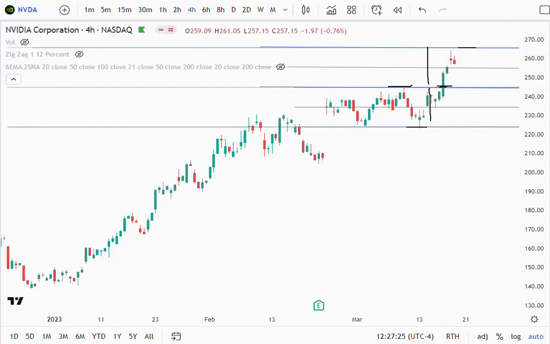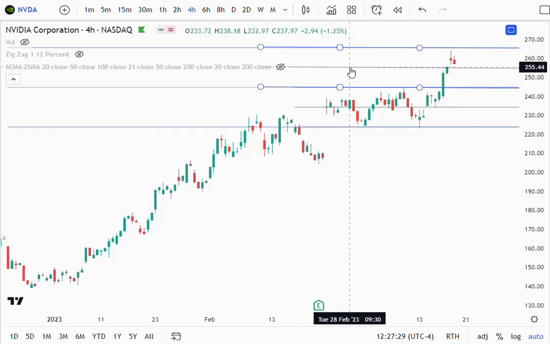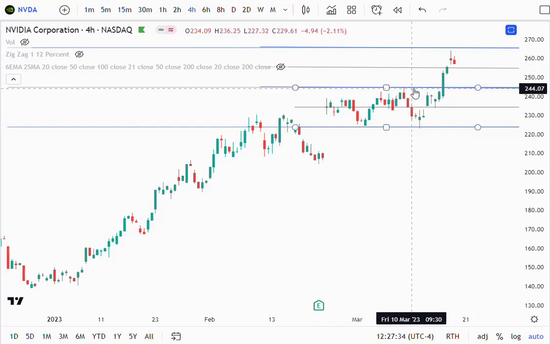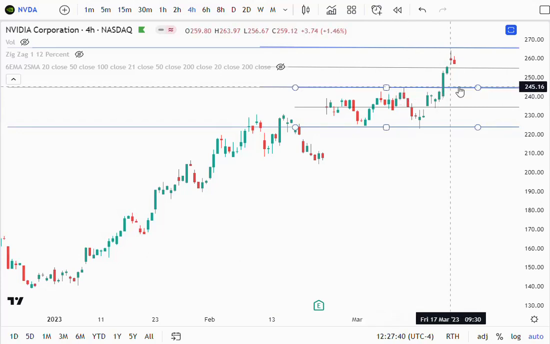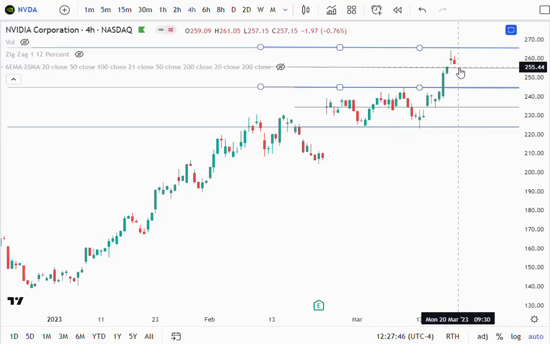Now, what about the support levels? The first level of support is this level right here, which is around 255. And then below that would be this level right here, 245, which is basically the breakout level. You can see this level was a previous resistance, so it is likely to act as a support. So the first level of support is around 255, followed by 245. Resistance is 265.